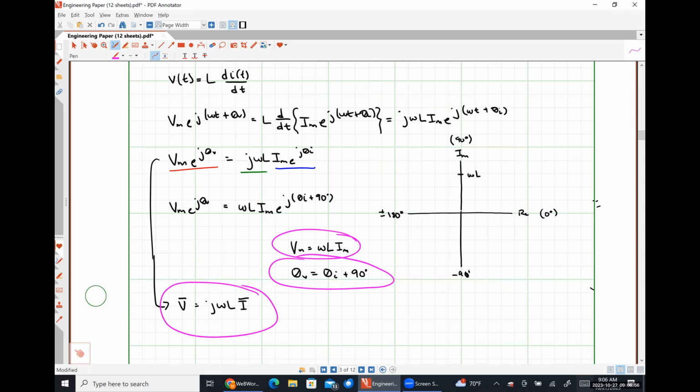So that's our frequency domain current voltage relationship for an inductor. Any questions about this one before we move on to our last bit, which is capacitors? All right.